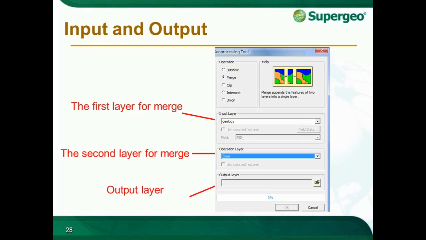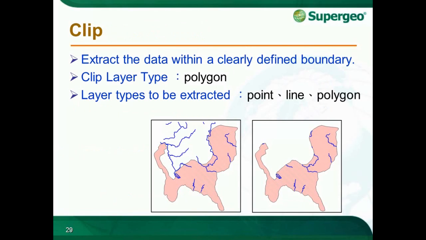And next one, we start to describe clip. Clip is to cut a feature with the polygon layers and to extract the feature from the input layer. Therefore, to implement the clip operation, the input layer can be any geometry type of layer. But the operation layer must be a polygon layer. In the example here, we try to create a new layer by extracting a river within the area. And we can easily achieve this purpose by the geoprocessing tool of clip.